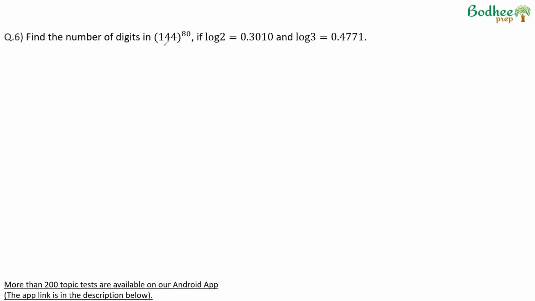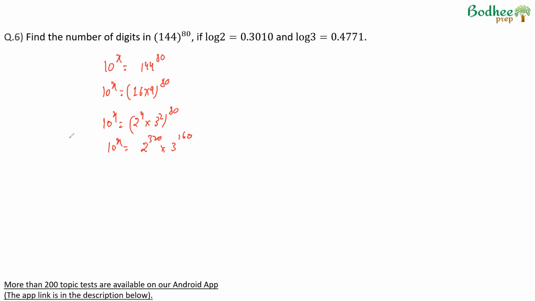Find the number of digits in 144 raised to power 80. Log of 2 and log of 3 are given. Let 10 raised to power x be equal to 144 to the power 80. 144 is 16 into 9, and 16 is 2 raised to power 4. So 10 raised to power x is equal to 2 raised to power 4 into 3 square, all raised to power 80, which will be 2 raised to power 320 into 3 raised to power 160.